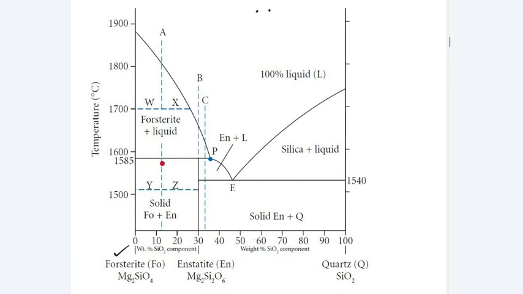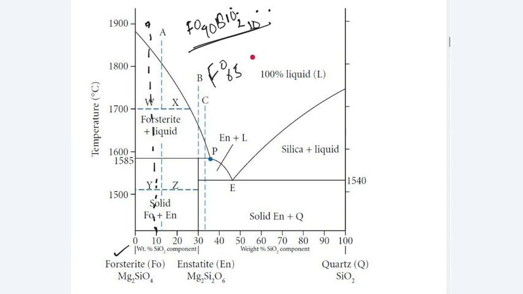Suppose we take 10%, let's take 10%. Initially we have forsterite 90 and SiO2 10. So this is forsterite 90, SiO2 10, and the peritectic composition is how much? 35. Forsterite 65, SiO2 35. It is the peritectic composition.